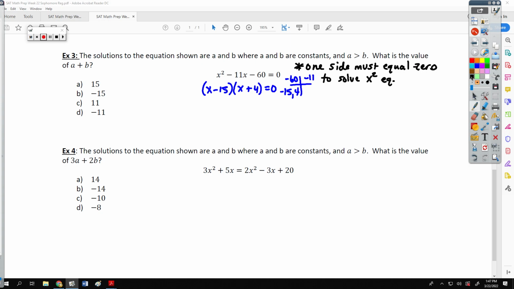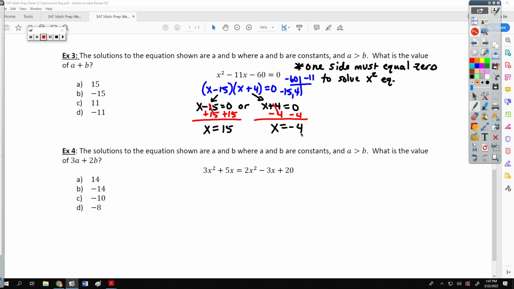Then we have to understand that in order for these 2 binomials to multiply to 0, one of those 2 binomials has to equal 0. So we should then be breaking this up, at least mentally, into 2 separate equations, because either x minus 15 has to equal 0 or x plus 4 has to equal 0. And then we solve those equations to get the solutions to the quadratic equation. So our possible solutions are x equals 15 and x equals negative 4.